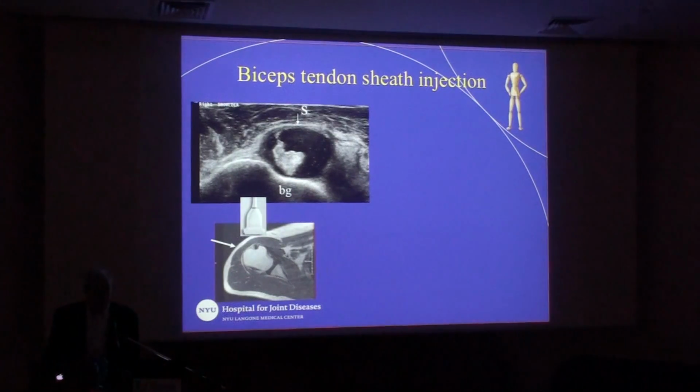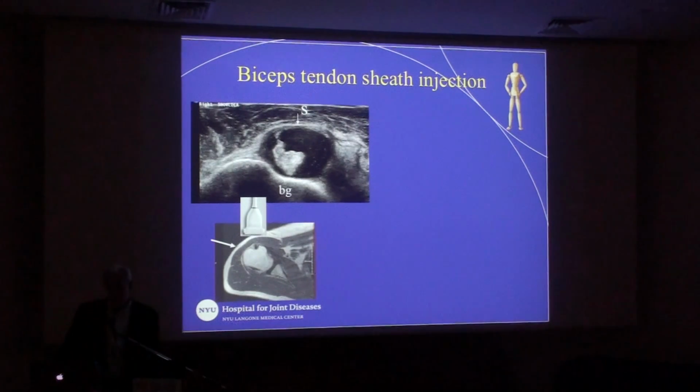So for biceps tendon sheaths, it's again another common indication for doing ultrasound-guided injections, particularly if you have fluid distension within the biceps tendon sheath itself. We take a short axis approach. As indicated in this MR over here, we come in laterally. Here's the tendon sheath, the biceps tendon within the bicipital groove, and the tendon sheath surrounding it.